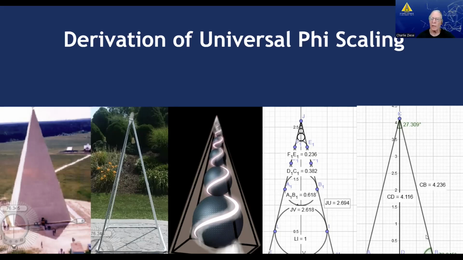You can see in the right diagram, 76.345 degrees is called the slant angle, and 27.309 degrees, because this is based on an infinitely irrational number, well, that's what's called the apex angle. So we're going to be focusing most on this top angle of 27.309 degrees today in our discussions. But either one of those can be used to identify this universal Phi scaling process in nature and technology.